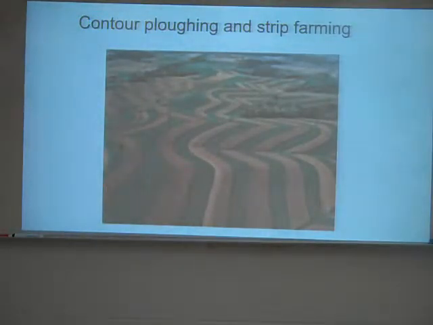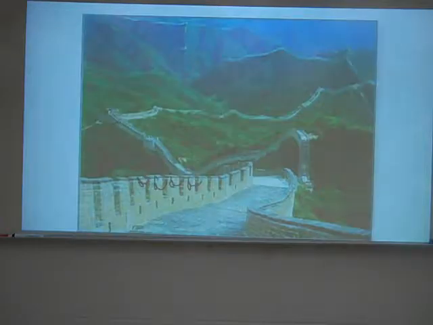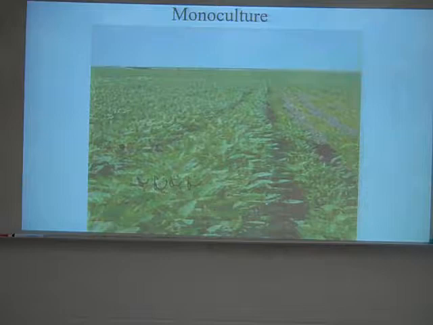So it shows you some things, contour plowing and also strip farming to reduce water flow. If you slow the water down, that reduces erosion. So if you cut your hills and your crops like that straight across, that would reduce water erosion. And wind farms, etc. Monoculture, polyculture, etc.